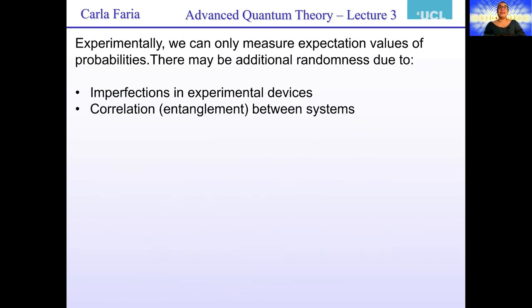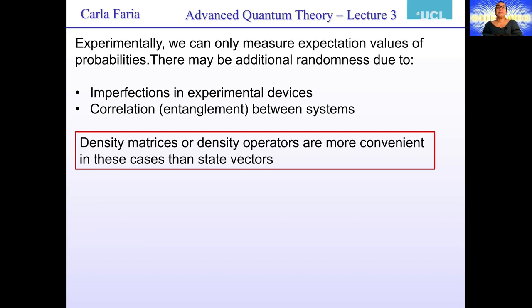These are concepts that will come up over and over again, and we are going to revisit them, because sometimes real life can be more complicated. Apart from a quantum mechanical measurement containing some intrinsic degree of randomness, there can be other sources of uncertainty or randomness, associated for instance with imperfections in your experimental devices, or with the correlation between the system you are studying and other systems. So things are not that black and white. Density matrices or density operators are more convenient than state vectors when you have to deal with this kind of situation, and we're going to try to understand why.